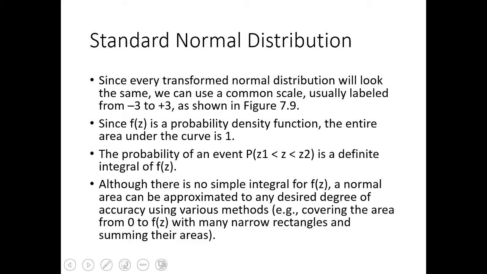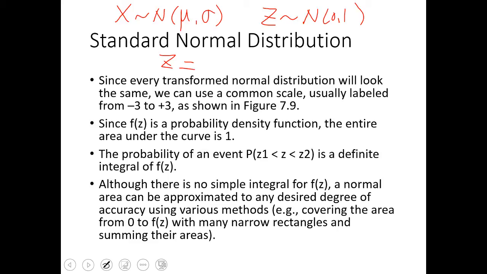So again, I have a mistake, I erase one. Okay, x is a general normal distribution with mu and sigma, and z is the standard normal distribution. So then we know that z can be obtained by x minus mu divided by sigma, and at the same time we know that x is given by mu plus sigma z.